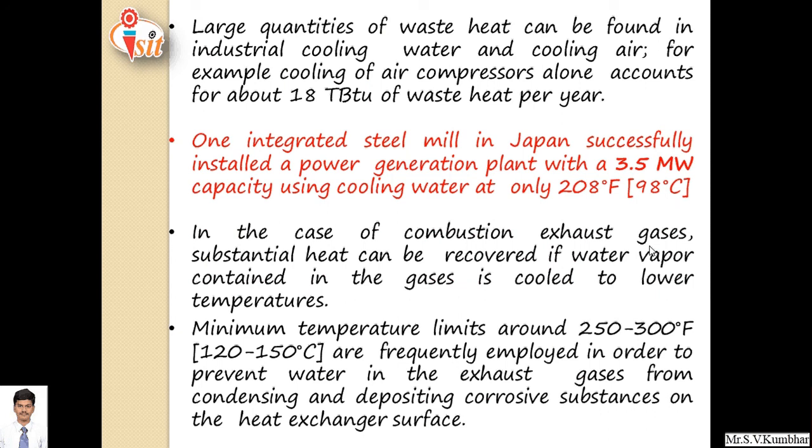In the case of combustion exhaust gas, substantial heat can be recovered if the water vapor contained in the gas is cooled to a lower temperature. Minimum temperature limits around 120 to 150 degrees centigrade are frequently employed in order to prevent water in the exhaust from condensing and depositing corrosive substances on the heat exchanger surface.